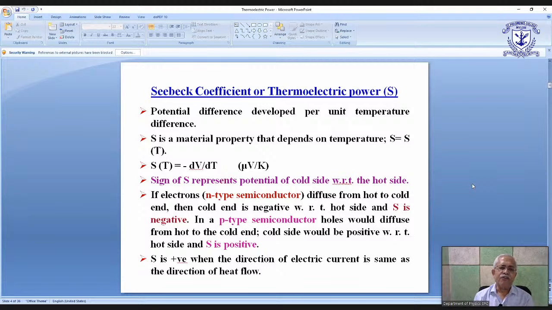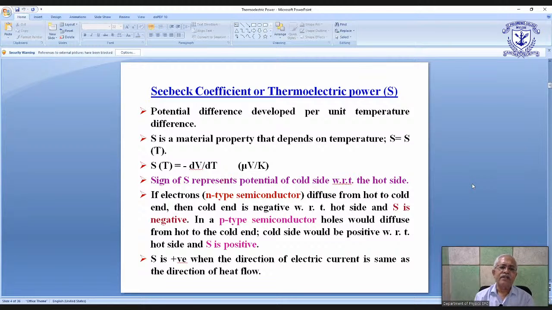The definition for Seebeck coefficient is what is given as the third point in this slide. It is defined as minus dV by dT, as the derivative minus dV by dT. And earlier I had mentioned about this minus sign. So that is included in the conventional definition of Seebeck effect.